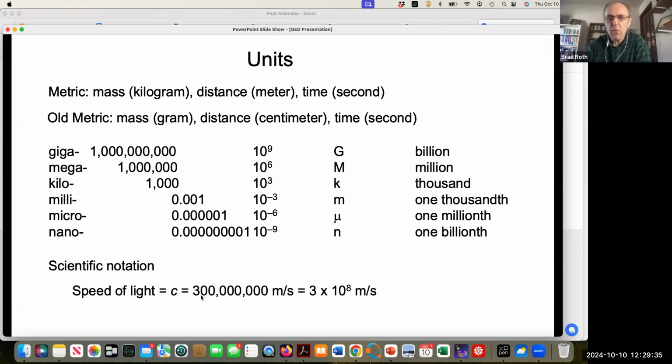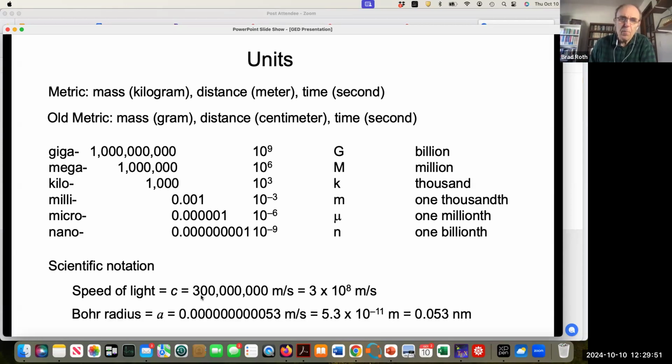You want to be able to go back and forth between normal notation and scientific. That is probably as important as any sort of mathematical operation in interpreting numbers on the science section. You need to be comfortable with scientific notation.